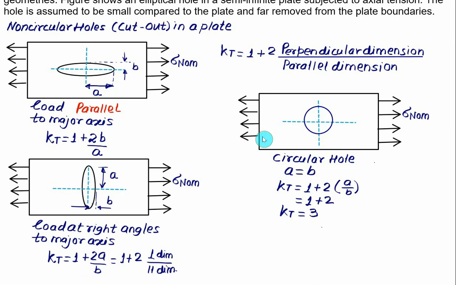And if we have a circular hole, then the dimensions a and b are one and the same, so we can use either of these two formulas, and we have the theoretical stress concentration factor as 1 plus 2, that is equal to 3. So the theoretical stress may be calculated for an elliptical hole and a circular hole, but if a graph is provided, then you can use the graph. Then you can record the theoretical stress concentration factor from the graph.